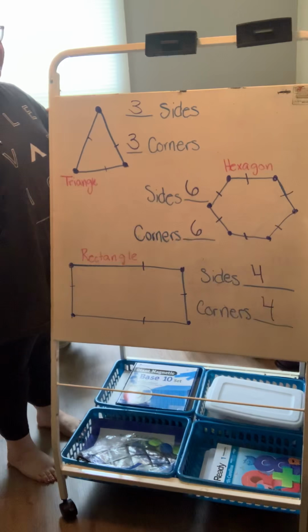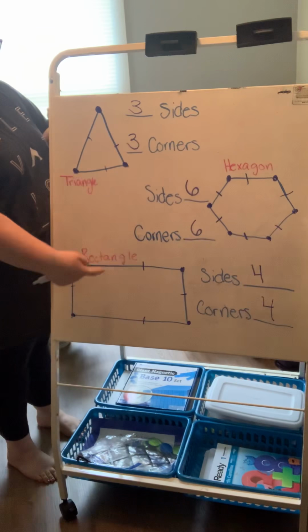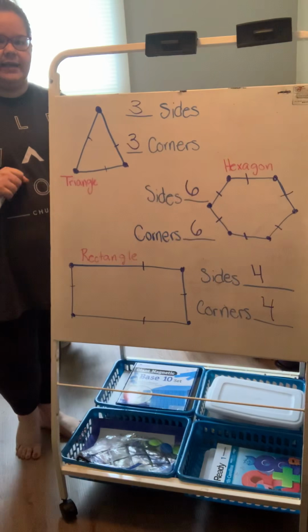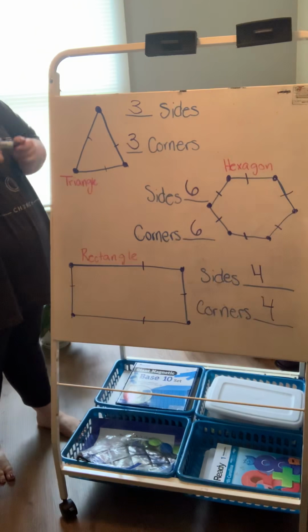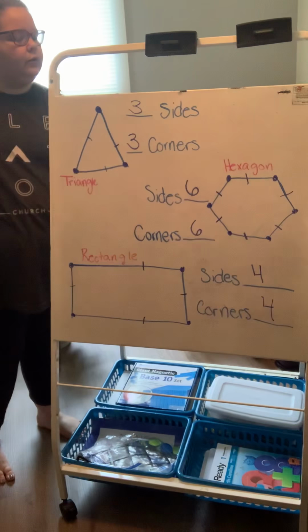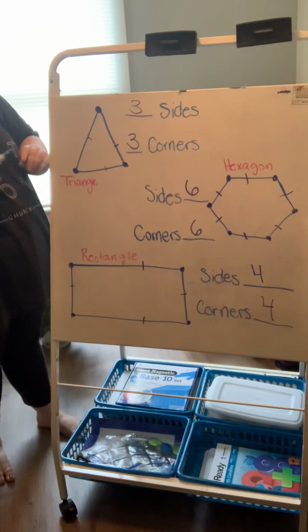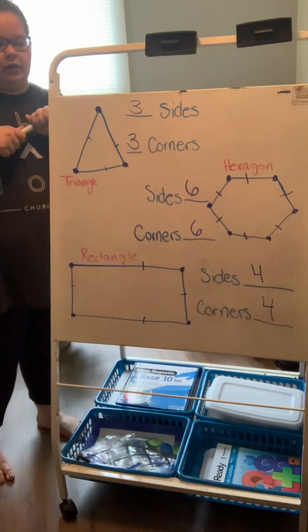Now, the trend that I was talking about is that for right now, if you have a triangle, a hexagon, or a rectangle, it's going to have the same number of sides as it does corners. So if it's a triangle, it has 3 sides and 3 corners. It's an attribute. If it is a rectangle, it has 4 sides and 4 corners. If it's a hexagon, it has 6 sides and 6 corners.